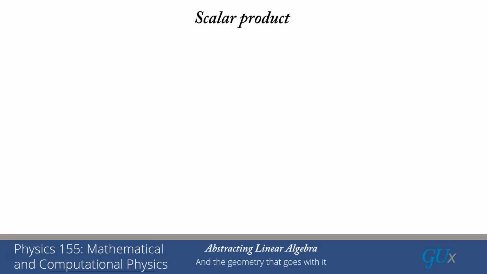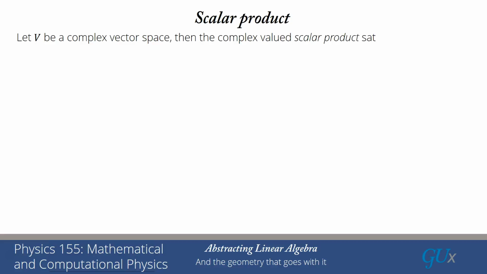All right, let's move on to the scalar product. Let V be a complex vector space. And then we're going to define a complex valued scalar product, which is going to satisfy the following properties. Of course, this will also hold for a real vector space. I just don't have to worry about any complex conjugates.